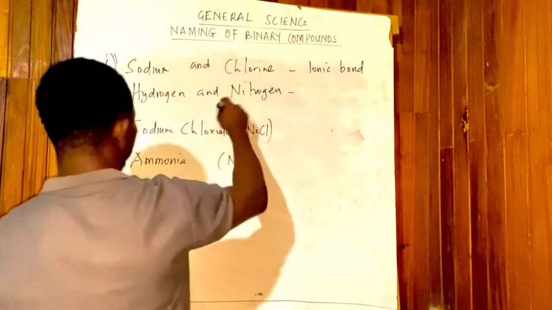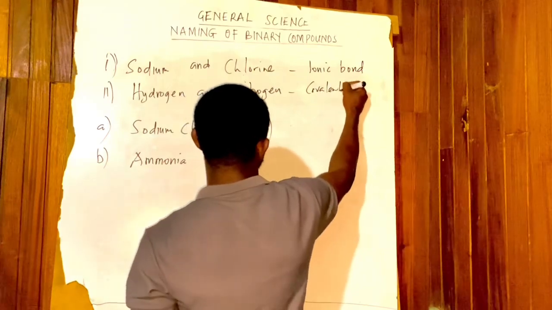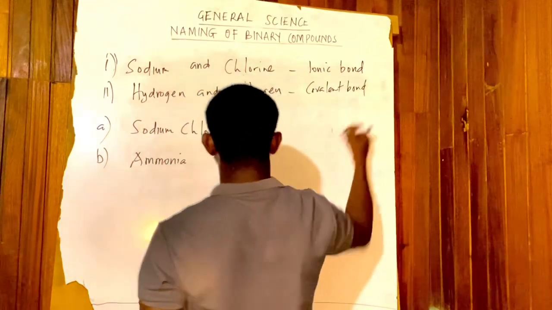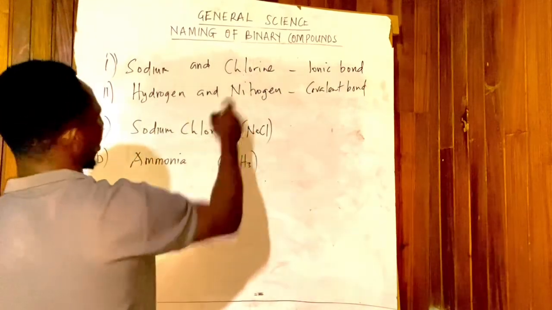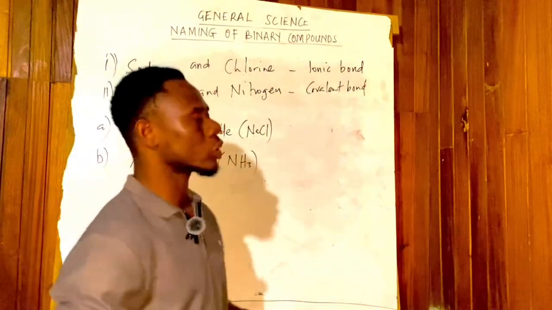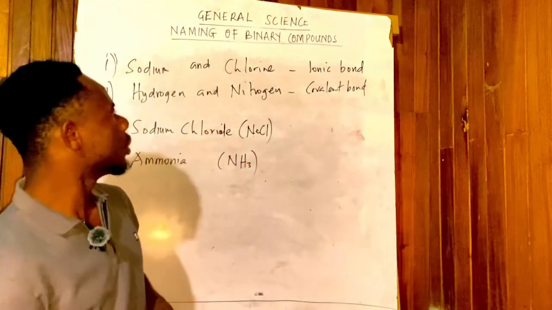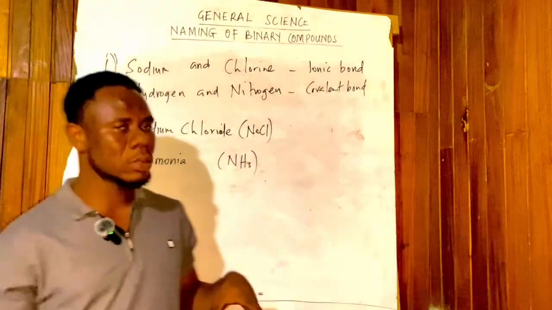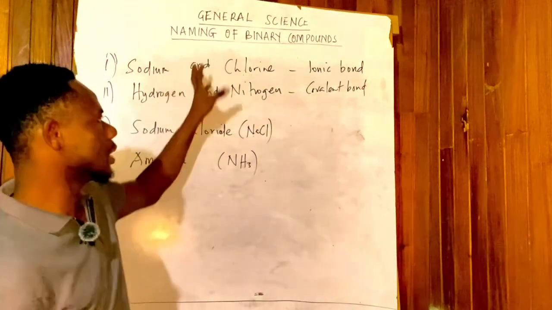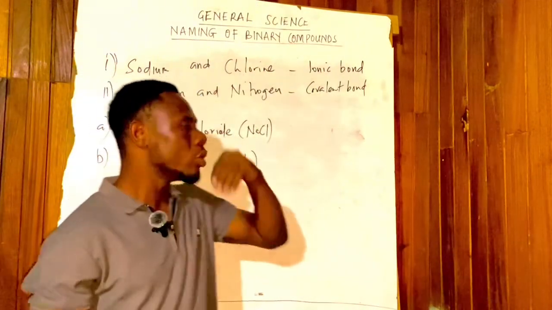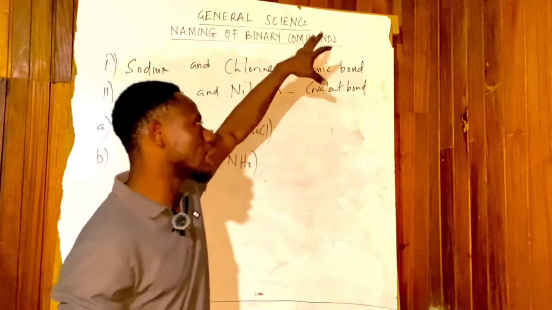And the type of bond formed between hydrogen and nitrogen is called a covalent bond, because these two are all non-metals. And the last question is, we are to state the differences between the type of bonds formed between these. Now, this means we will have to state the difference between ionic bond and covalent bond.